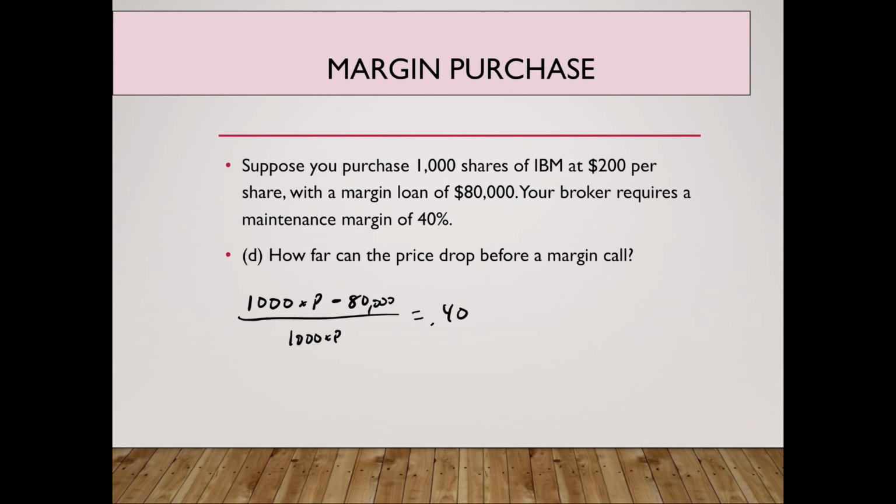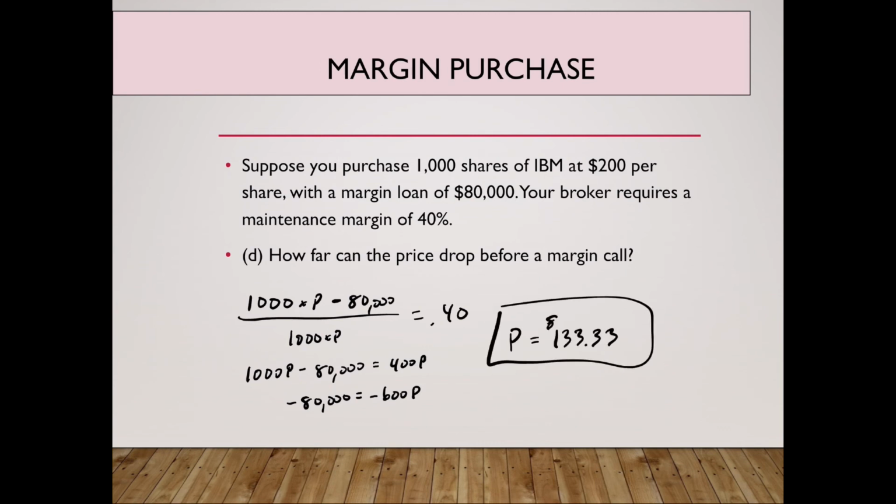So I multiply both sides by 1,000 P, so I get 1,000 times the price minus 80,000 equals 400 P, and I end up subtracting 1,000 P from both sides. I get negative 80,000 equals negative 600 P. Divide both sides by negative 600. The price could drop all the way down to 133.33, and then anything lower than that would receive a margin call. So that's how margins work.